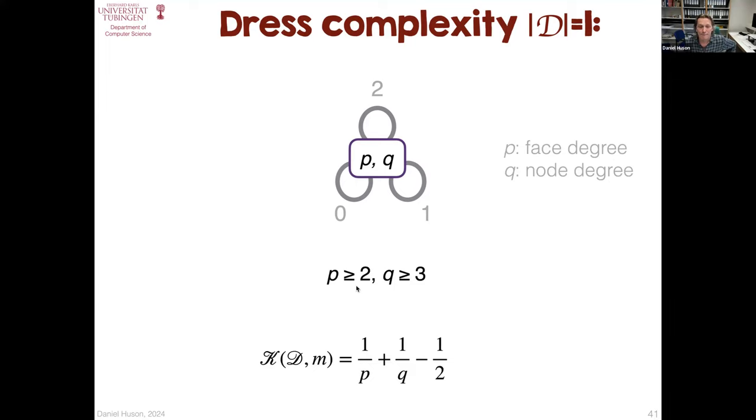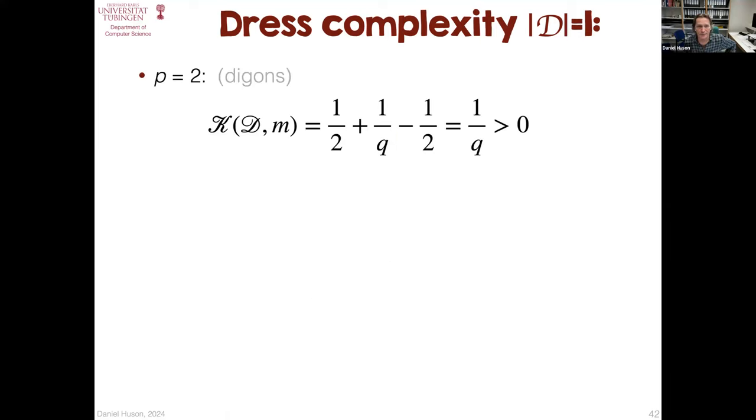So let's say, for different values of face degree and node degree, that's the formula. There's only one node, so this is a formula for the curvature. And if we allow p equals 2, that means the face degree is 2. We're talking about digons, tiles that only have two vertices, two edges. So if I plug the 2 in for p and look at this formula, it boils down to 1 divided by q, the vertex degree, and that's always going to be positive.